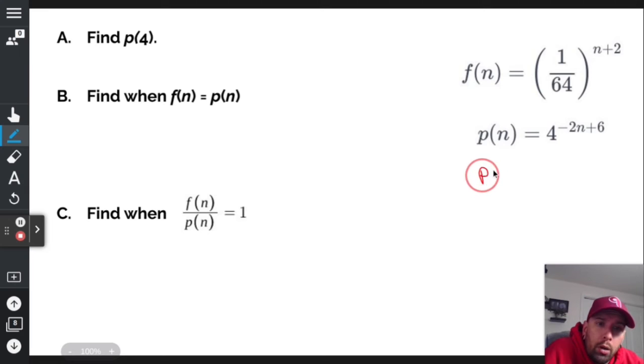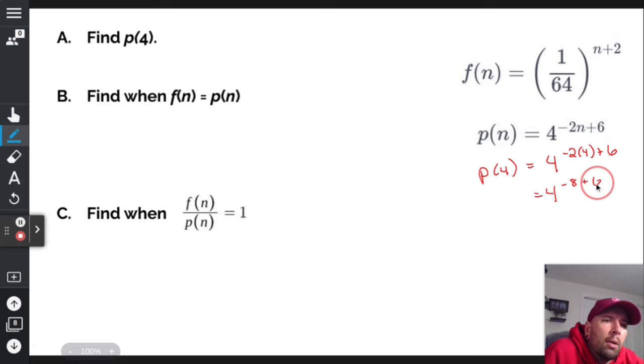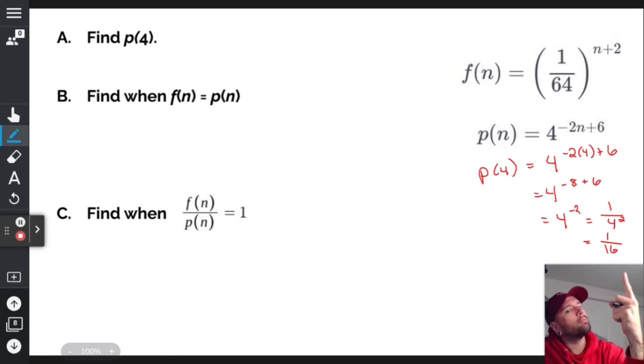So P of 4 means let's substitute 4 in for every n. So 4 to the negative 2 times 4 plus 6. Negative 2 times 4 is negative 8. Negative 8 plus 6 is negative 2, so we have 4 to the negative 2, which is the same thing as, with a negative exponent, let's move it to the bottom and make it positive. And 1 over 4 squared is 1 over 16. See it?